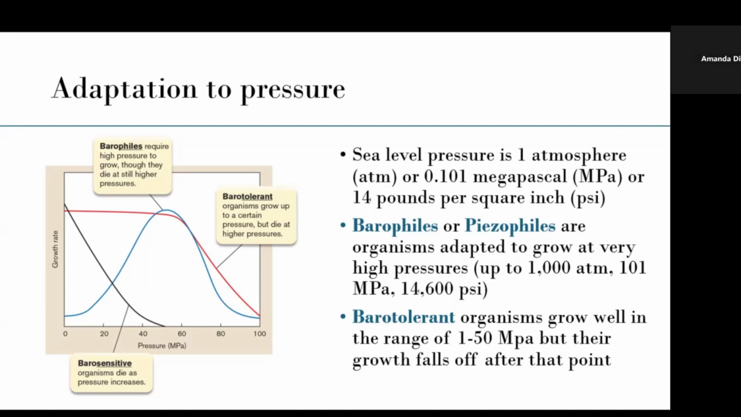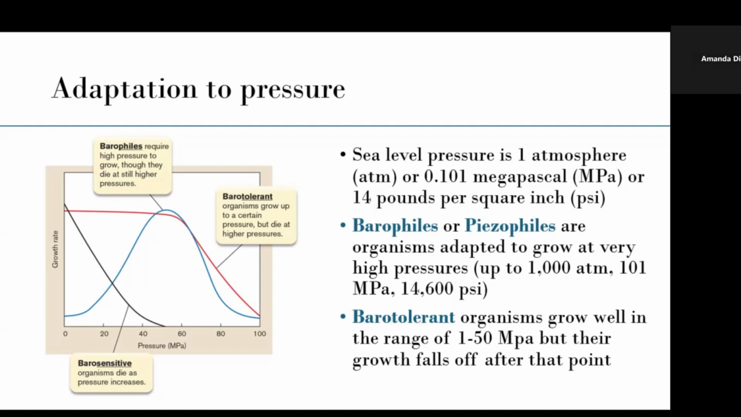It's very hard to break those kinds of cells open. A lot of times we need to break them open to get to their parts to study them. These guys aren't going to break no matter what we do to them. They can survive pretty heavy pressure. We have to break them a different way, not just pressure-wise. And then we have barotolerant organisms, which can grow from about 1 to 50 megapascals. So a little bit more to kind of a lot more, but not quite 101 megapascals. And they can grow okay in that phase, but then as it starts getting more and more pressure, their growth fails pretty quickly after that.